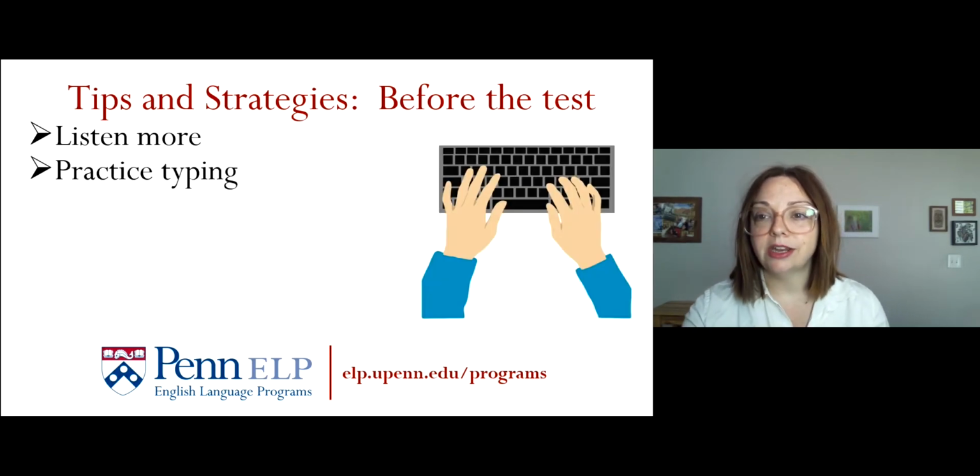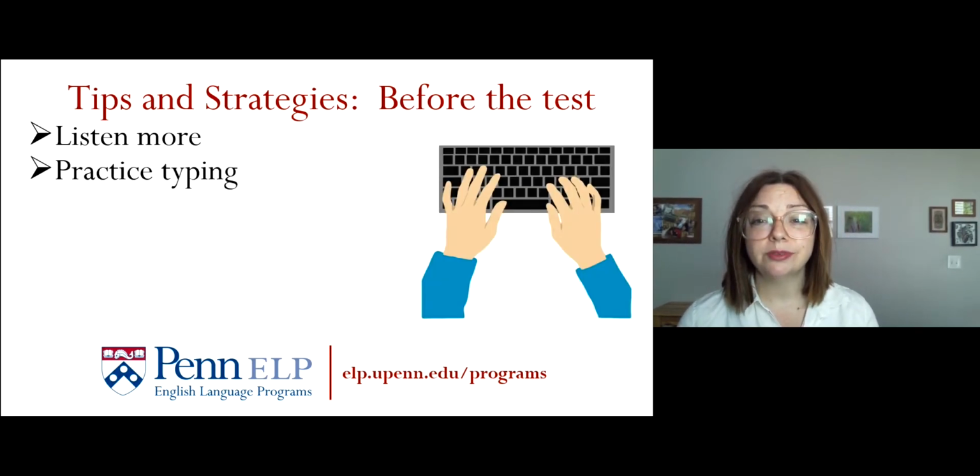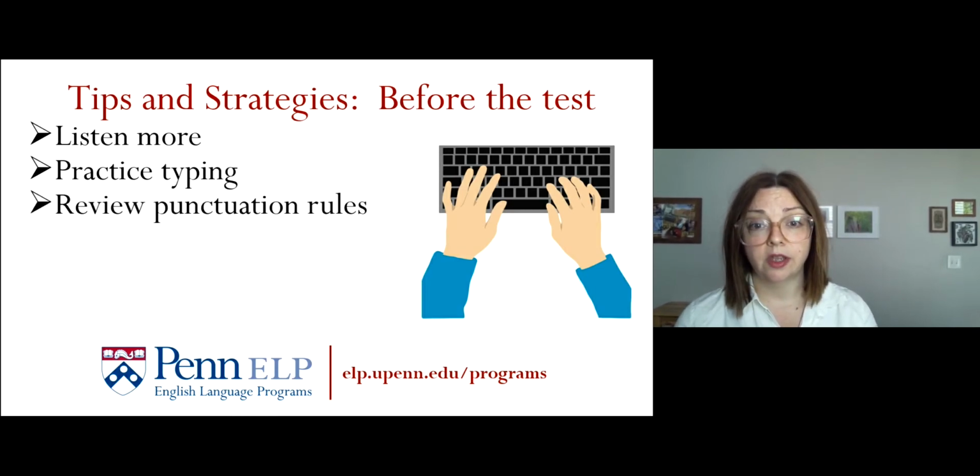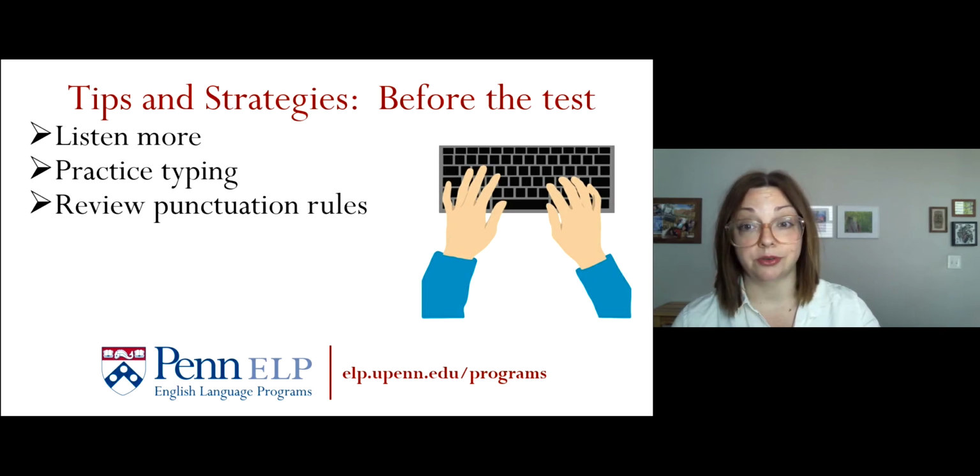Practice typing in a word processing program because it will help you see any spelling mistakes. Also, make sure to practice punctuation rules. At the end of a statement, always include a period. There may or may not be a comma in the sentence, and you'll need to know when commas are used.